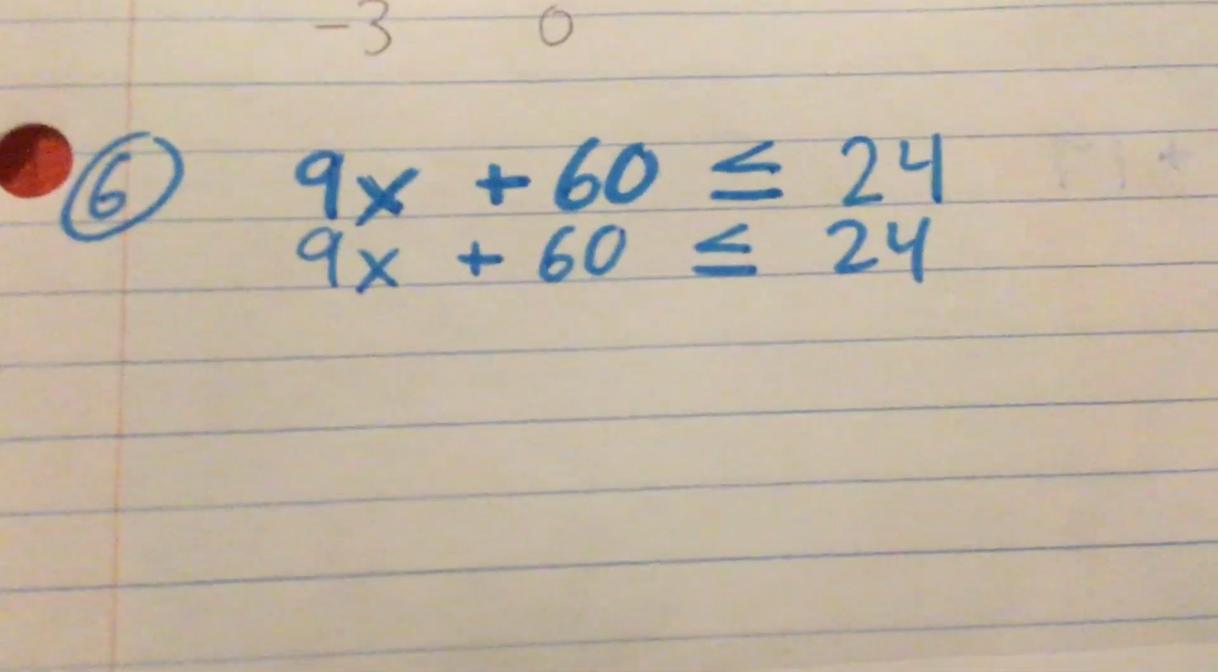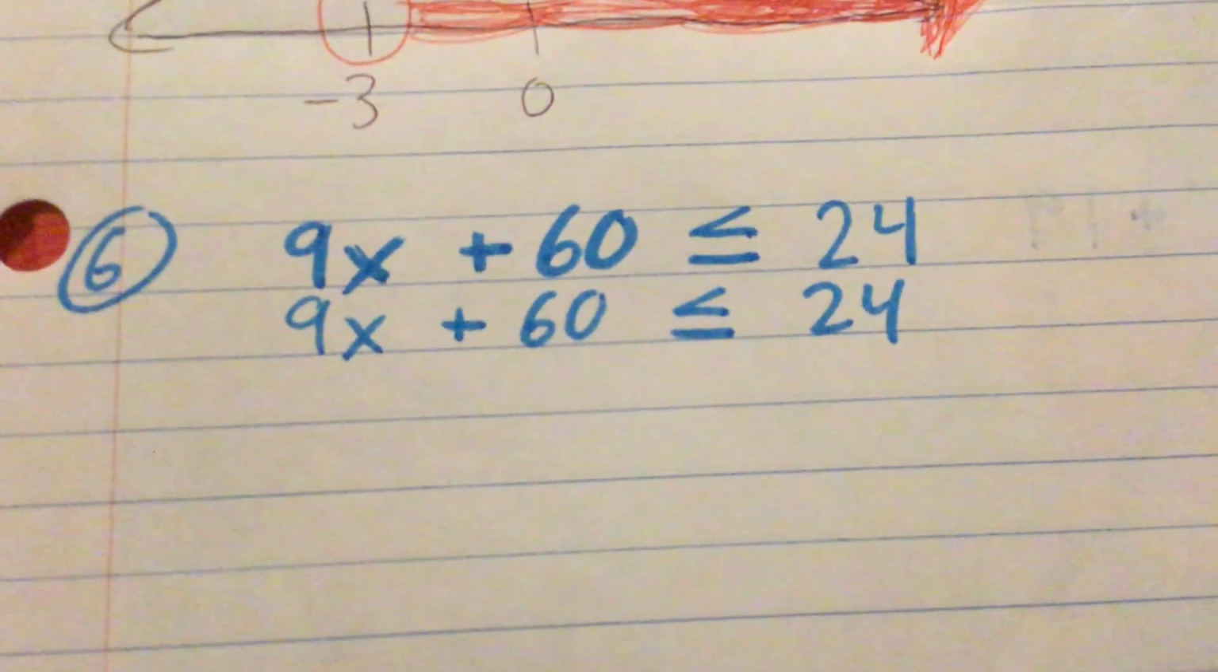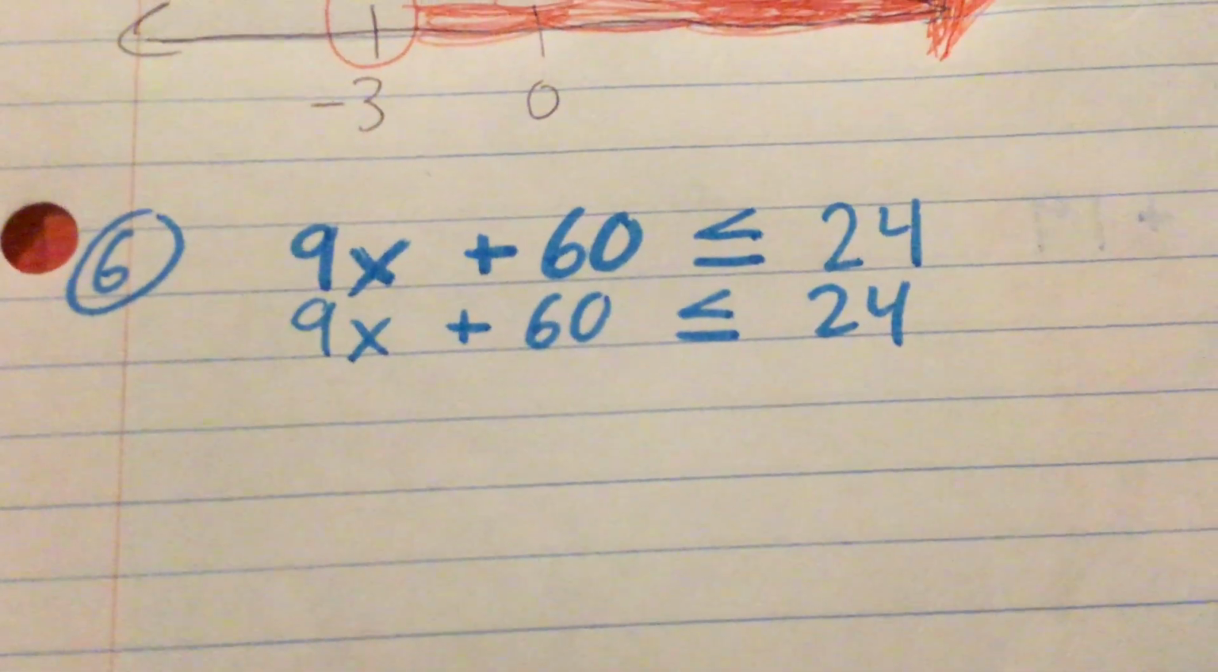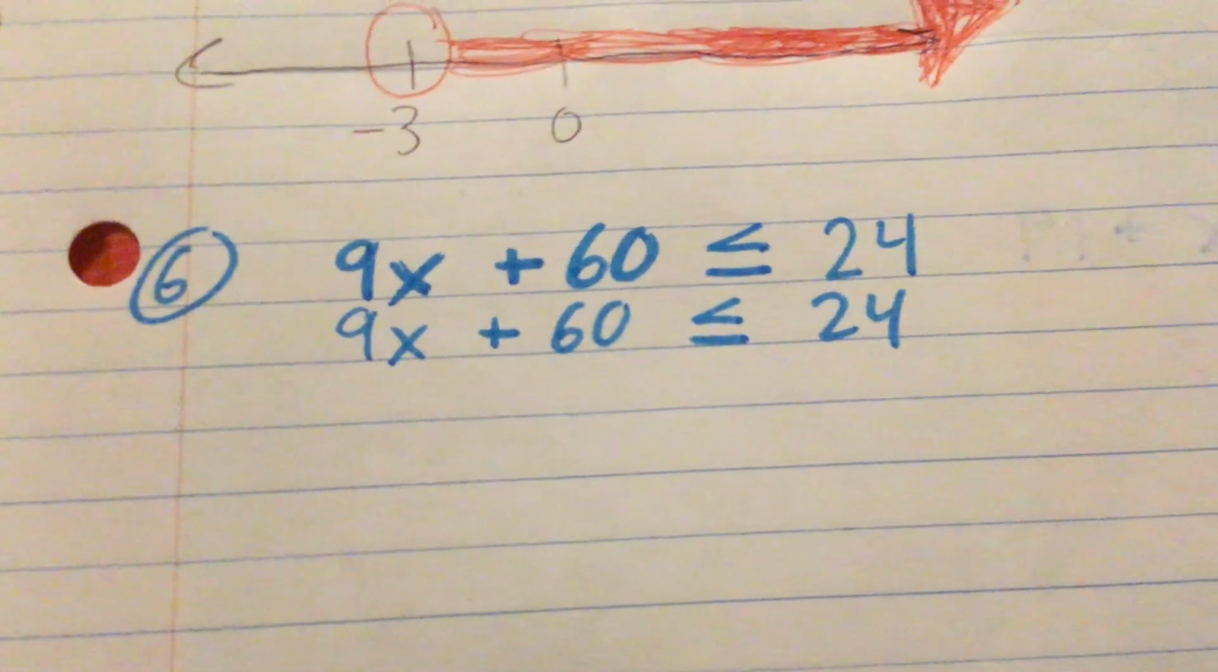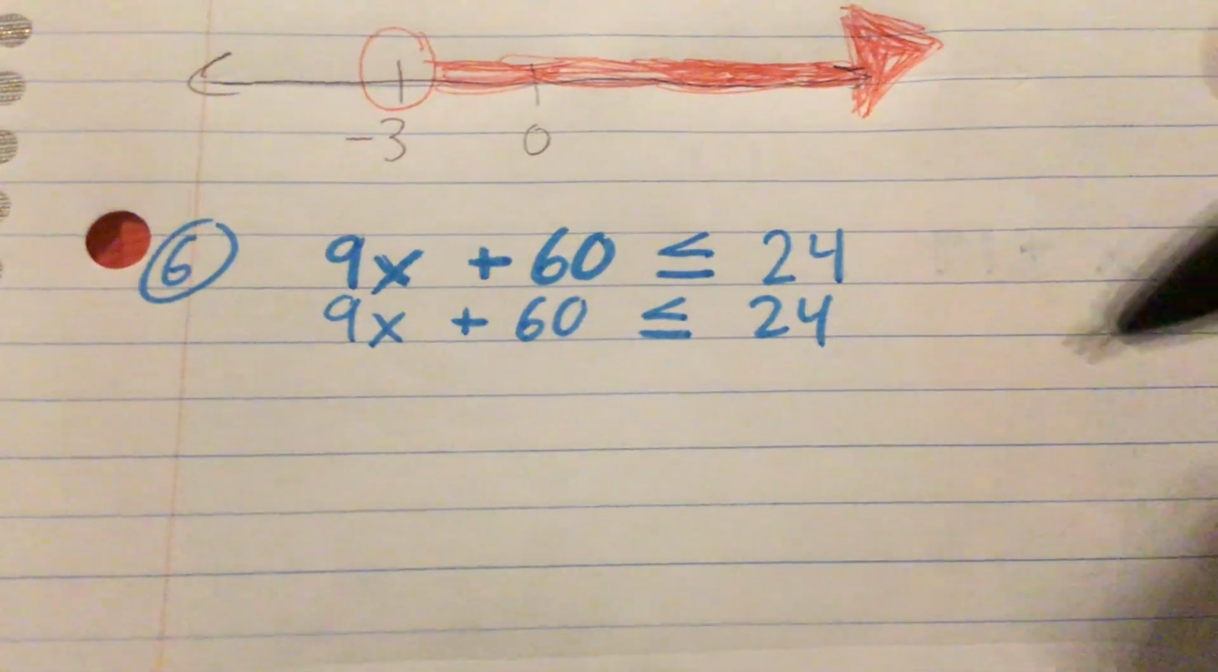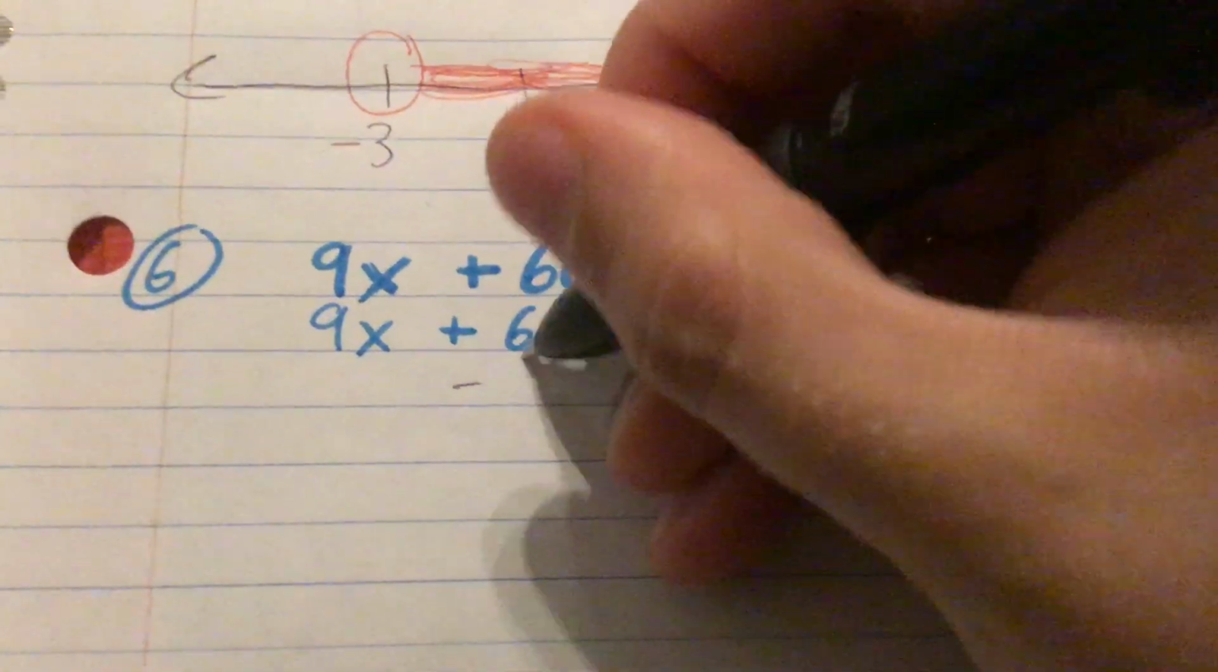9x plus 60 is less than or equal to 24. All right, let's solve for x. I'm going to subtract 60 from both sides.